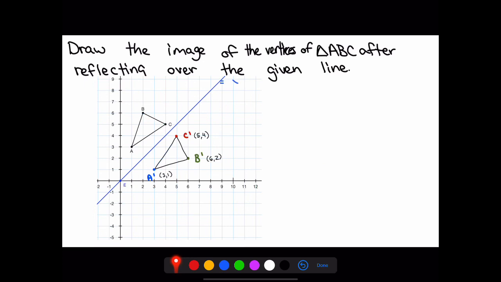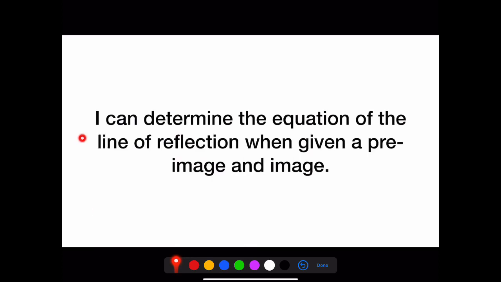All right, next up, I can determine the equation of a line of reflection when given a pre-image and image. Our equation is going to be in slope-intercept form, which is y equals mx plus b. When you run into this problem, you'll see y equals blank times x plus blank. You will need to fill in the two blanks, the slope and the y-intercept. Even if you have a negative y-intercept, I'm still going to put the negative in there, even though I see a positive here. So make sure that you put the negative if it is a negative number. If it's not, then just put a positive number and that's fine.